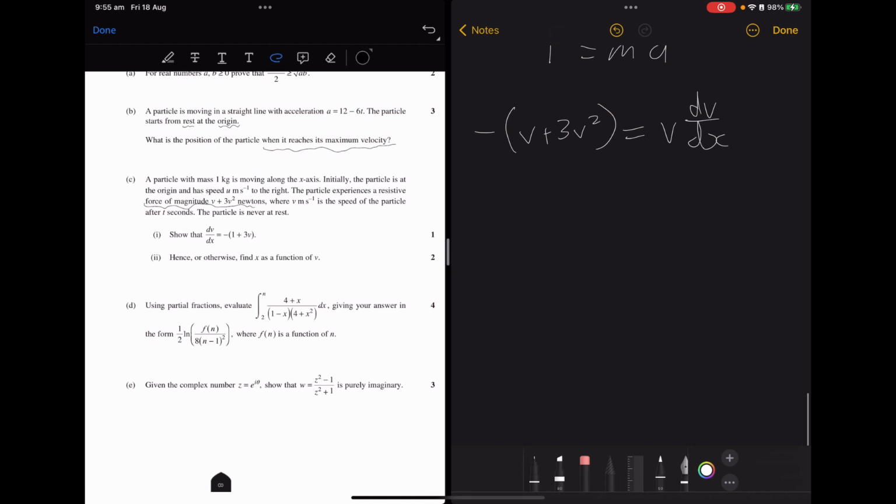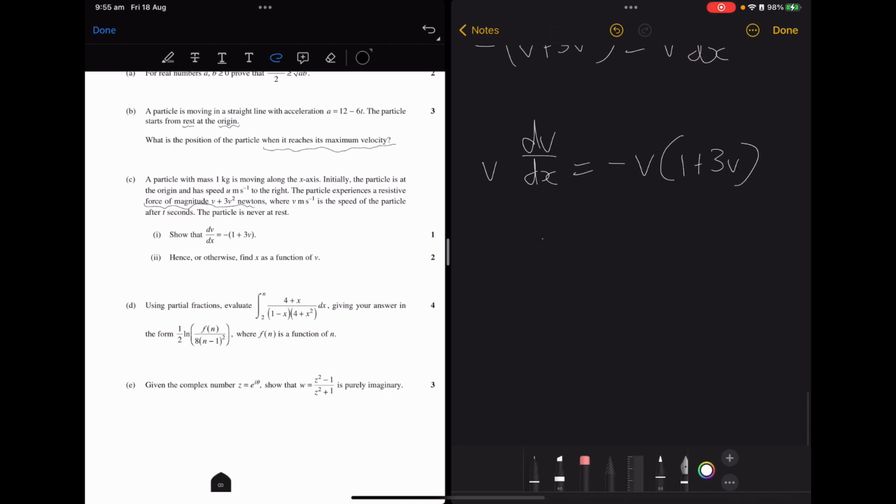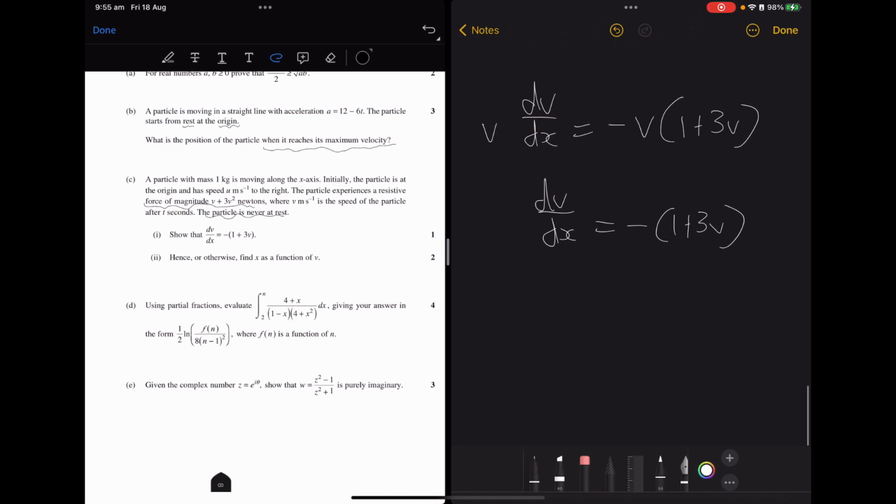And hopefully you guys can see, we can just take out, let me switch it around so it's easy. So v dv over dx equals negative v times 1 plus 3v. Take out v from both sides, because v is never 0. Remember, the particle is never at rest. And dv over dx equals negative 1 plus 3v. And that will be part I.